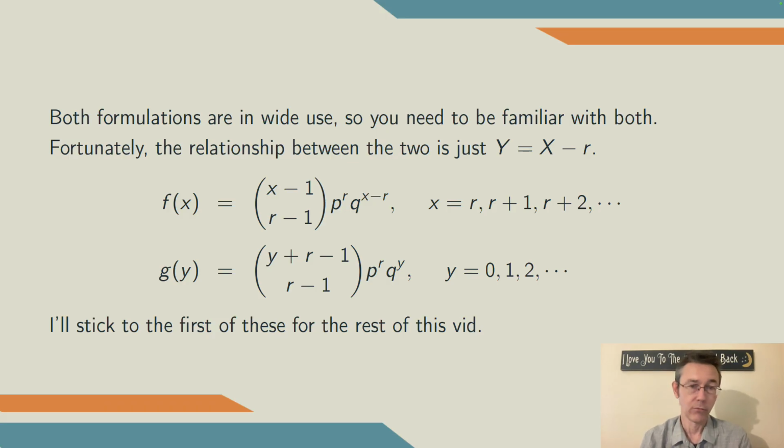Fortunately, translating back and forth between the two isn't hard, because the total number of trials is equal to the total number of successes plus the total number of failures. So mathematically, y equals x minus r. Now, in this video and others I do, I'm going to stick to the first one of these. I like talking about the total number of trials, even though it means I have to be careful with the support.